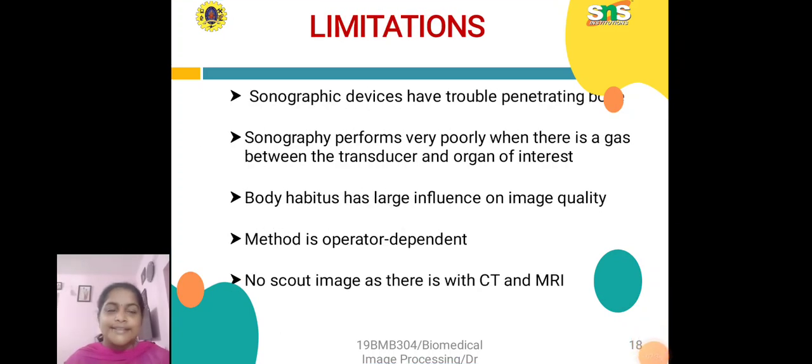Coming to limitations, sonographic devices have trouble penetrating bone, and sonography performs very poorly when there is gas between the transducer and the organ of interest. Body habitus has a large influence on image quality, the method is operator dependent, and there is no scout image as there is with CT and MRI.